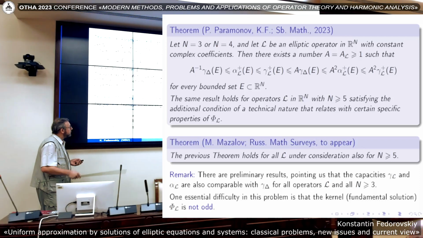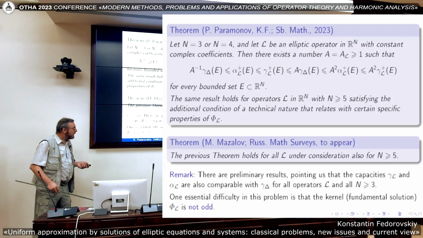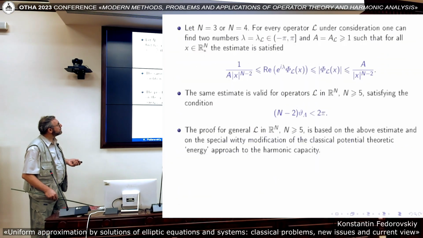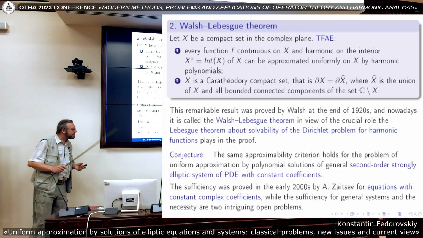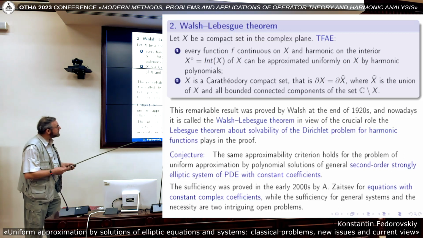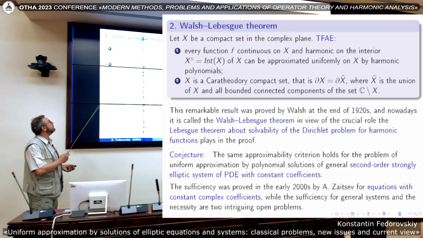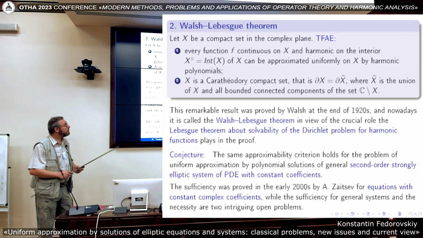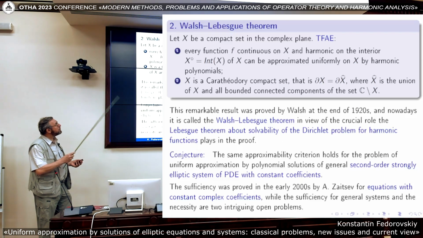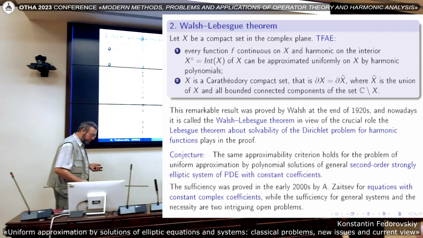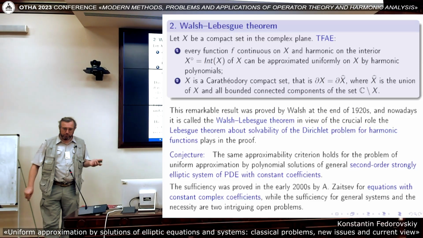Well, so this is the first topic, and this is the first result that I want to explain. And okay, let me skip the sketch of the proof just because I have approximately 10 minutes, no more. Well, the second topic is related with the following Walsh-Lebesgue theorem about harmonic polynomial approximation. In fact, this theorem is, from the historical point of view, the first result of such type just after the classical Runge theorem, because the first one was the Runge theorem.